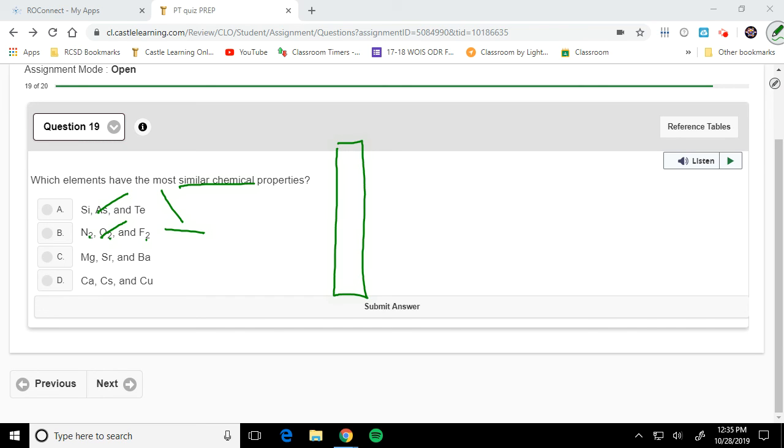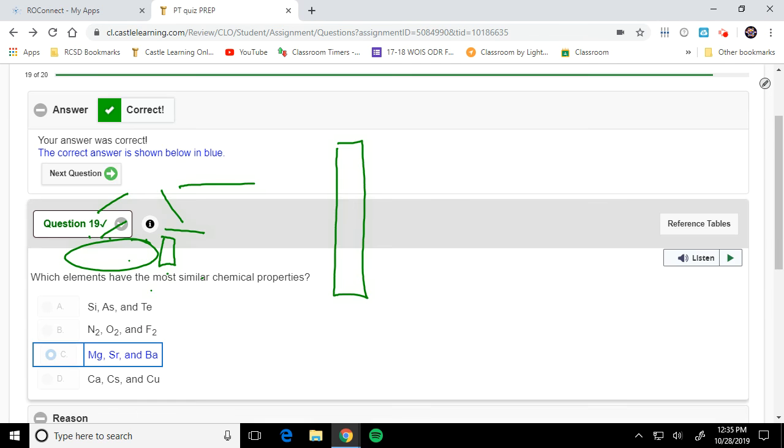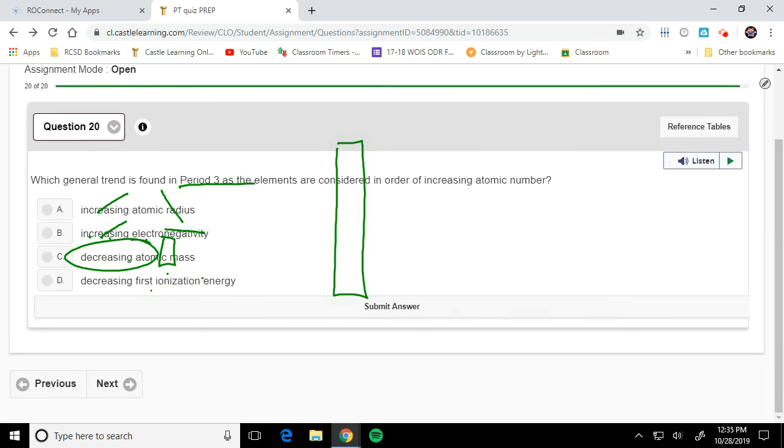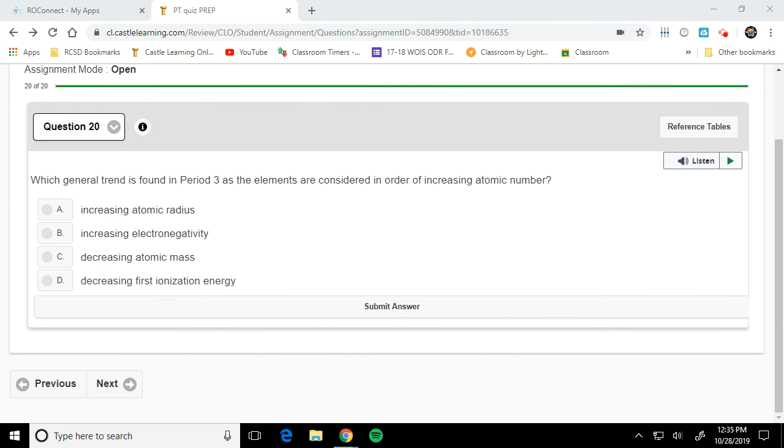Mg, Sr, and Ba are all in the same group, so this might be it. And Ca, Cs, and Cu is all over the place like this. So the answer, these guys are all in the same group too. So C is my answer. Knowing the definition of similar chemical properties lets me know I have the same valence electrons, hence in the same group. That was on here 3 different times.